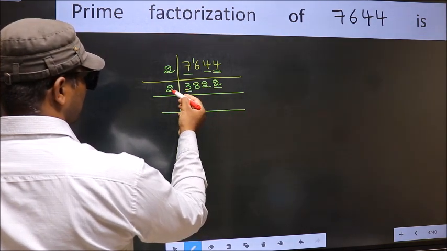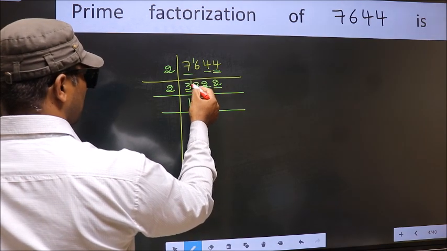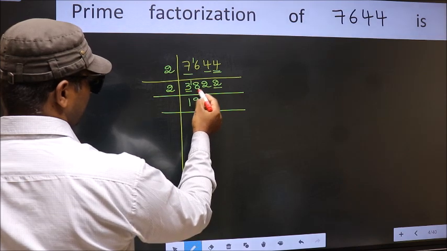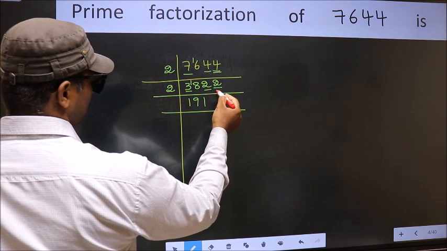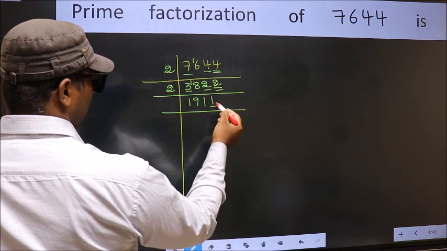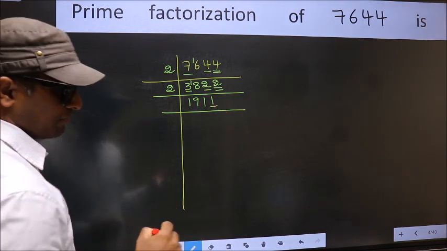First number 3, a number close to 3 in the 2 table is 2 1s 2. 3 minus 2, 1, 1 carried forward, 18. When do we get 18 in the 2 table? 2 9s 18. The other number 2, when do we get 2 in the 2 table? 2 1s 2. Now last digit 1 is not even, so not divisible by 2.